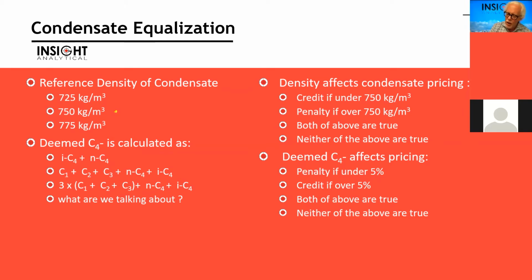Right now, the reference density for condensate is 750 kilograms per cubic meter. It'd be like a specific gravity of 0.75, since water is around 1,000 kilograms per cubic meter. So this is the reference number that everything is compared to. That density affects condensate pricing. You get a credit, or you get paid more for your condensate, if you're under 750, and you get paid less if you're over. So trying to hit the right density on your condensate is really important. Slipping more butane into your condensate lowers the density. So slipping butane in actually helps you to get to this credit.